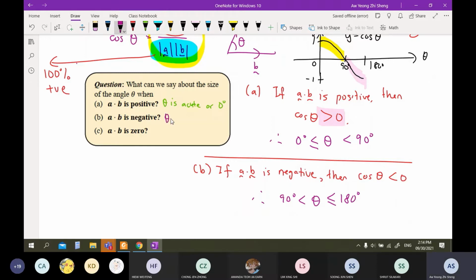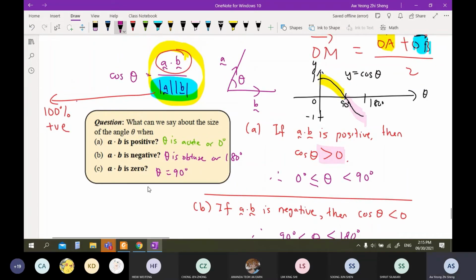So here we can say theta is obtuse, or 180 degrees. Obtuse doesn't really include 180. So it's either obtuse or 180. But when A dot B is 0, this one we know. Theta is a right angle. Okay, so that's it.